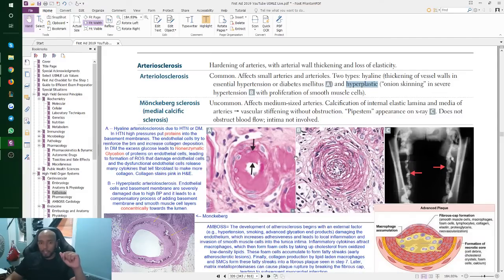Right, other than that, A and B, so anytime you see an image like A, think of diabetes, and this is diabetic issues of the vessels, blood vessels, non-enzymatic glycation.